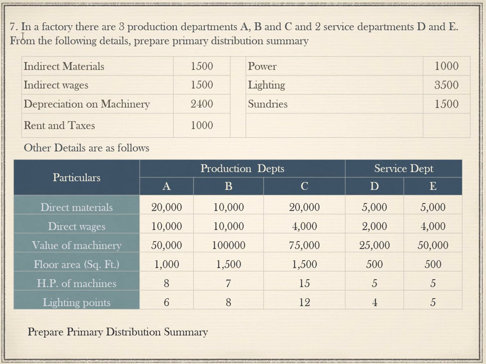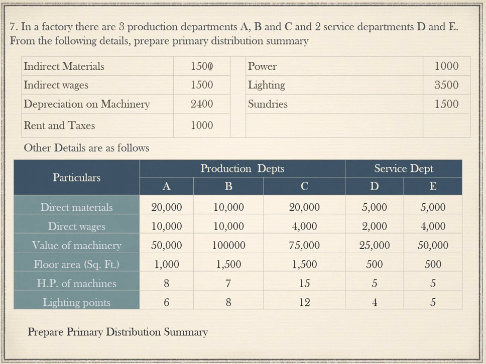So the question goes like this. In a factory, there are three production departments, A, B, and C, and two service departments, namely D and E. From the following details, prepare primary distribution summary. Okay. So the following are the various expenses which they have given. First one is indirect materials, 1500.